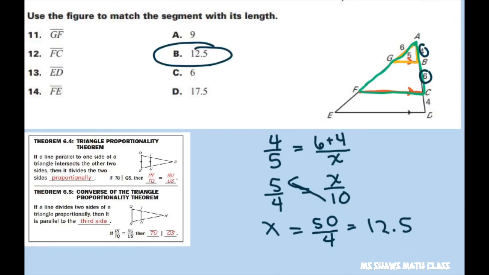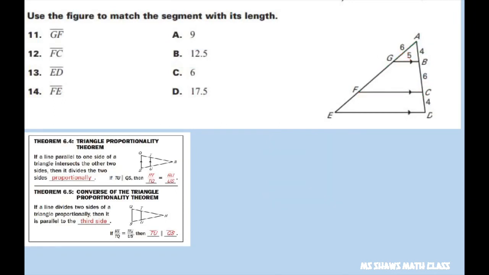Now for the next one, we have ED. So let's look at ED. And where's ED? ED is here. We want to find this length. And so let's go ahead and set it up with this first triangle again. So that's a side, side, side. And we're going to compare it to this bigger triangle here.